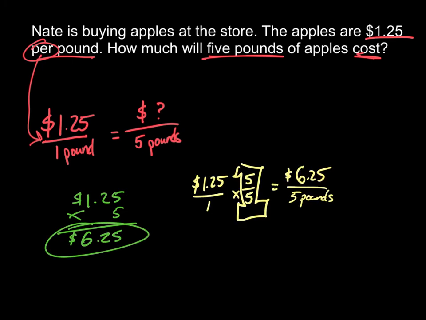Setting it up in giant 1 format, it might look like this, where you have $1.25 per pound. Oops, forgot to label it there. Multiply it by your giant 1, and you get $6.25 over 5 pounds. Try one more problem on your own.